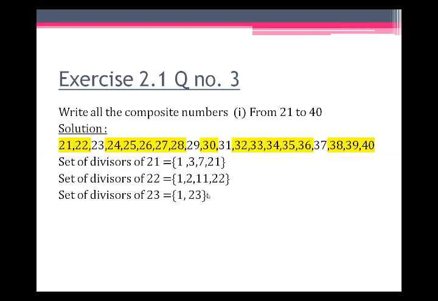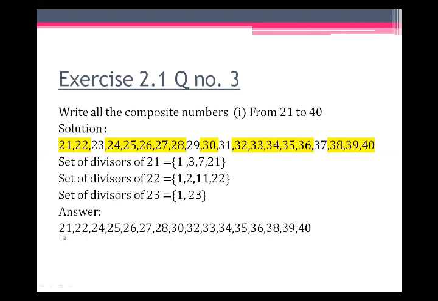Because from the definition of composite numbers, a composite number has more than two elements or more than two members in their set of divisors. As you see, students, those numbers which have more than two elements in their set of divisors are the composite numbers. So here I highlighted those numbers which are the composite numbers. So here is the answer.